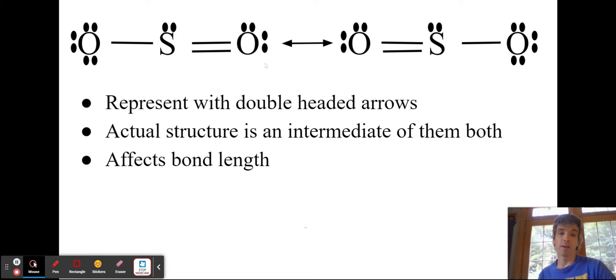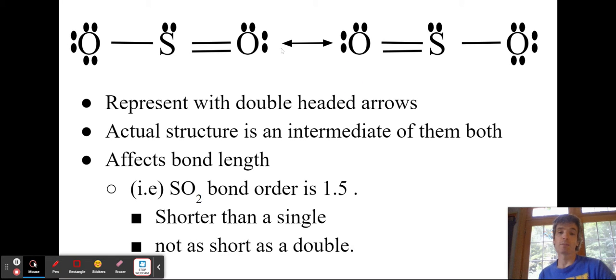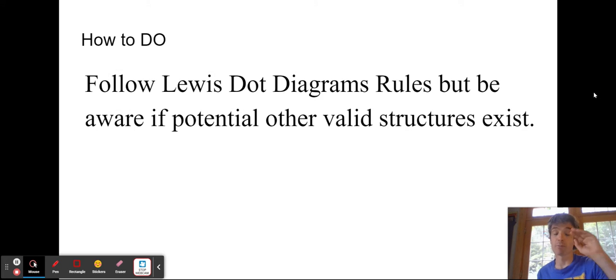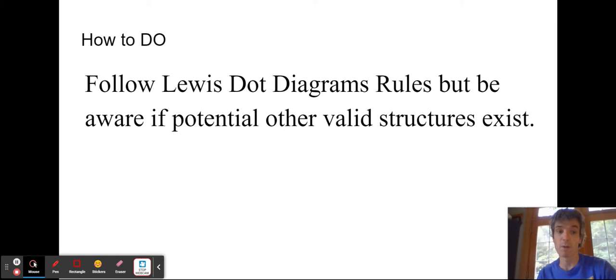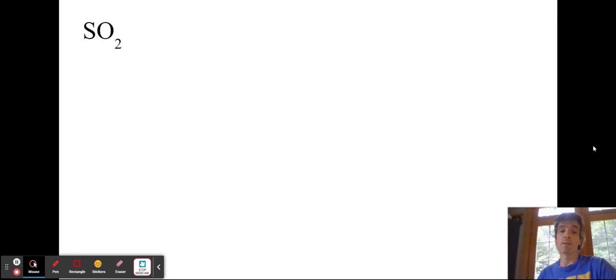This phenomena affects the bonds. These bonds aren't quite a single bond, or they're not quite a double bond, and its bond order is 1.5. All right, they both are. Now, how to do it? What you need to get familiar with is when you do Lewis dot diagrams, you just need to know to look out for them and know they exist, so that you know they got to be on your radar, kind of thing. All right. Now we're going to go through 2 examples for sulfur dioxide.